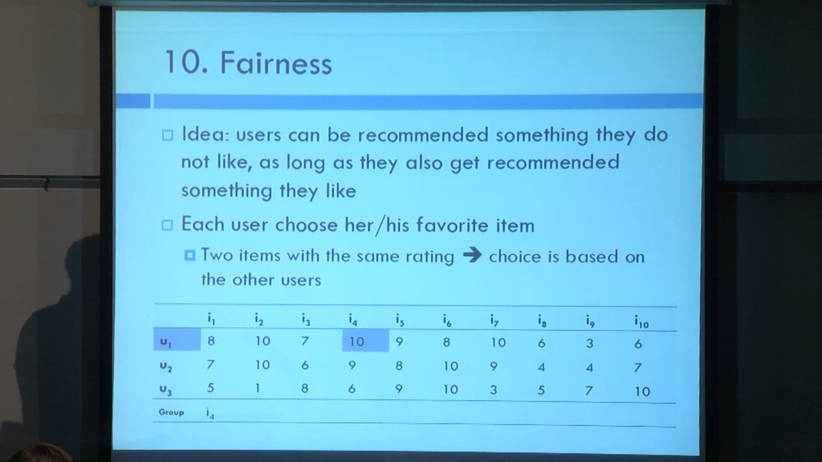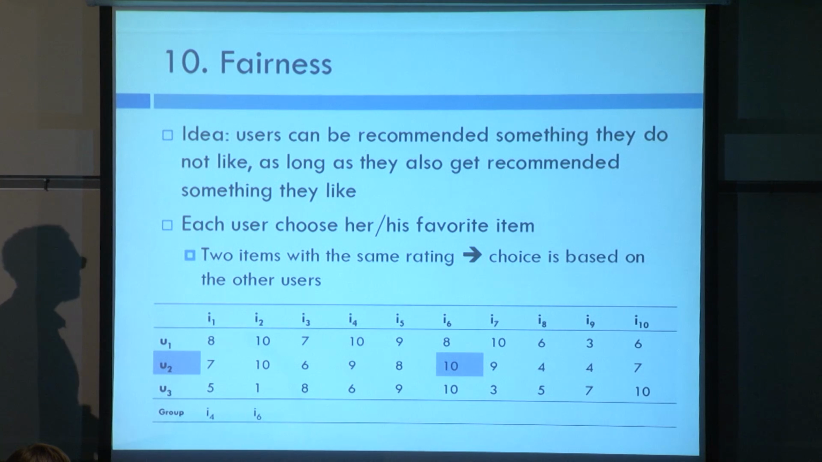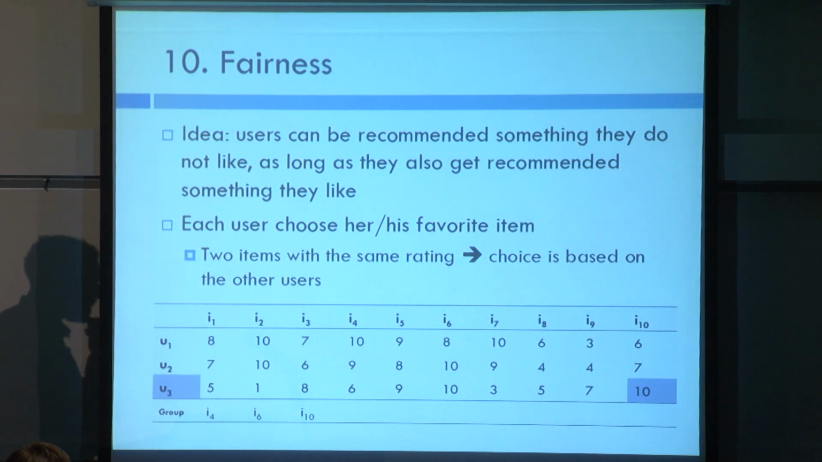So, in our example, let's suppose that U1 is allowed to choose first, and she would choose item I4 because it is the one that is most preferred by the others with respect to I2 and I7. Then U2 would be allowed to make a choice, and she would choose I6, again, because it is the one with the highest average. Then U3 would choose I10, because I6 was already chosen.